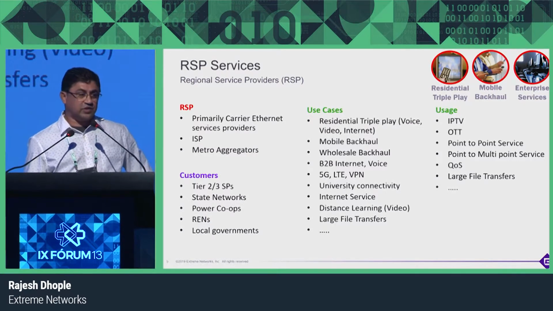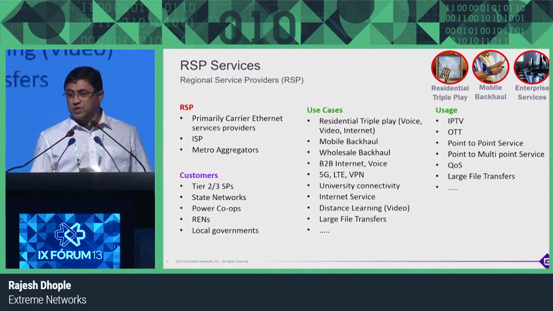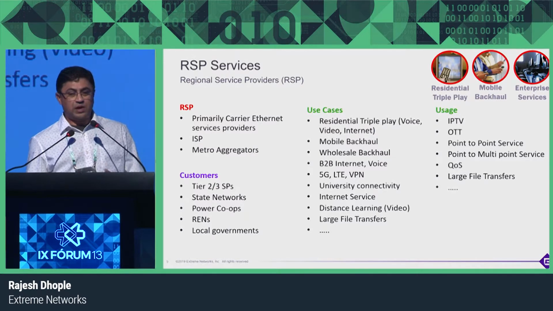There are primarily 3 use cases which regional service providers or regional metro networks try to solve. The first is the residential triple play, which includes ITT, IPTV, OTT. There's also mobile backhaul, which the presenter earlier mentioned. So there is a front haul, there is a backhaul, and in many cases, depending on which part of the globe you talk to, there's also something known as wholesale backhaul. A wholesale backhauler is somebody who sits between the cell and the data center for a tier 1 provider and subcontracts the data through their network.